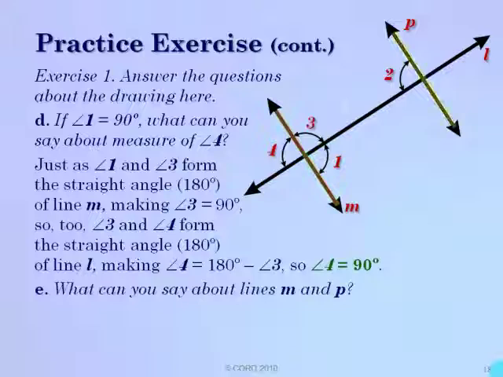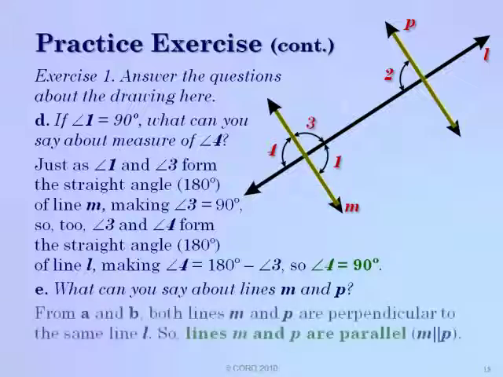And there is one more part to this. It says, what can you say about lines M and P, these two distant lines here? Both lines M and P are perpendicular to the same line, and that just happens to make lines M and P parallel. And there again is the symbol that you'll often see to indicate M is parallel to P.